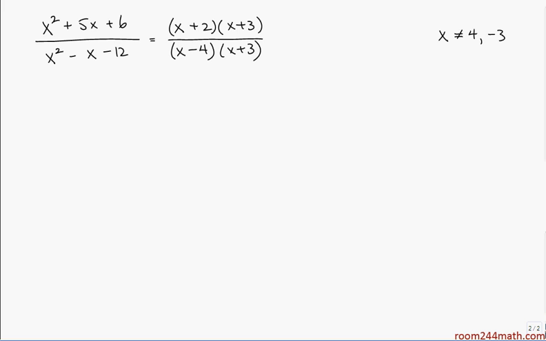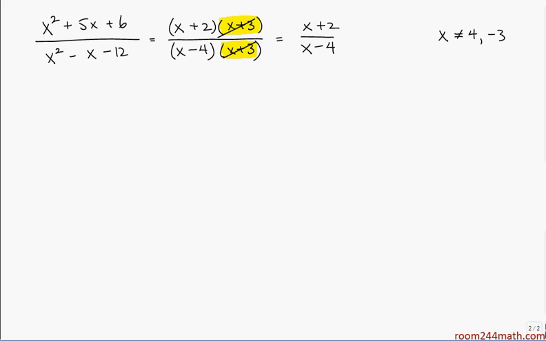So you get two values of x that will give you a denominator of 0, and both of those you have to identify. Now you can also see that once you've factored it, it's pretty easy to identify common factors. And the common factor in this case is the binomial x plus 3. So you can eliminate that common factor, x plus 3, and the simplified expression is simply x plus 2 over x minus 4.